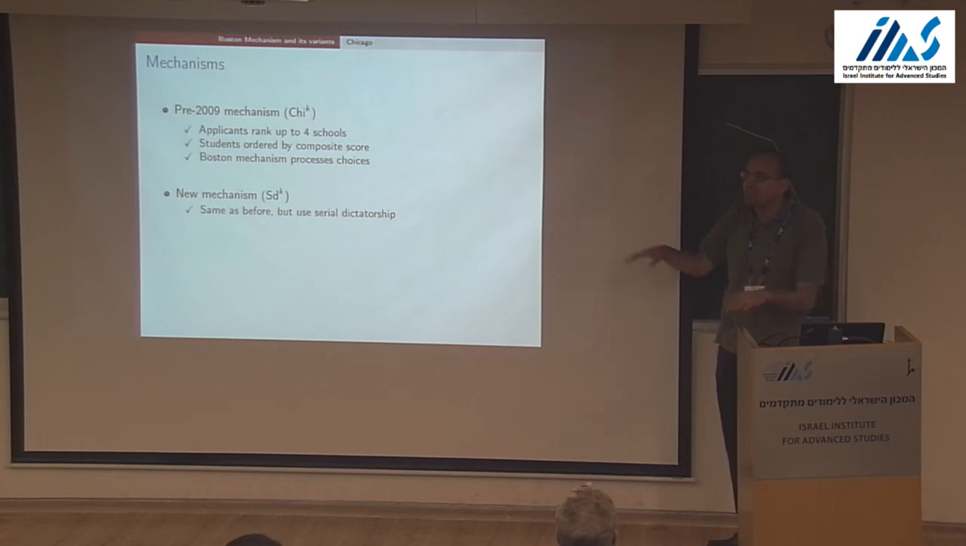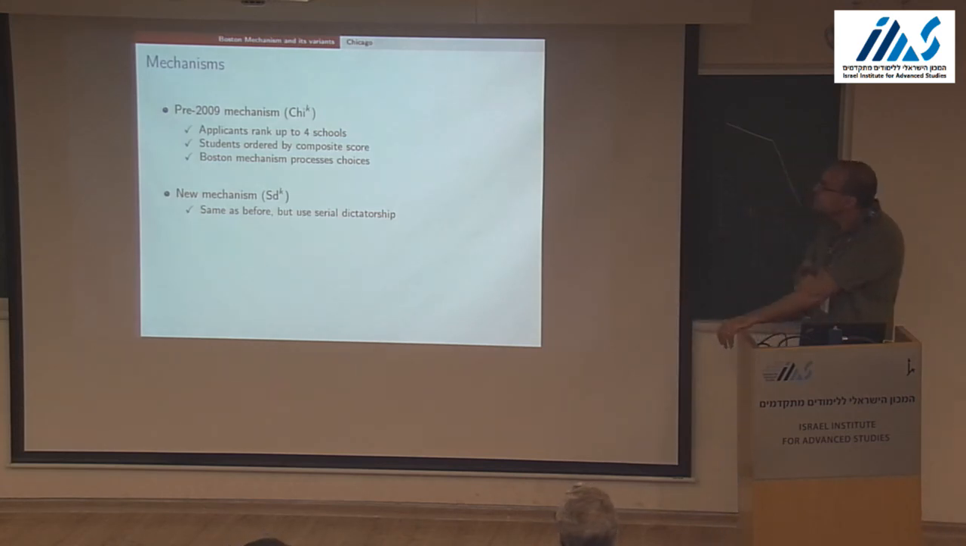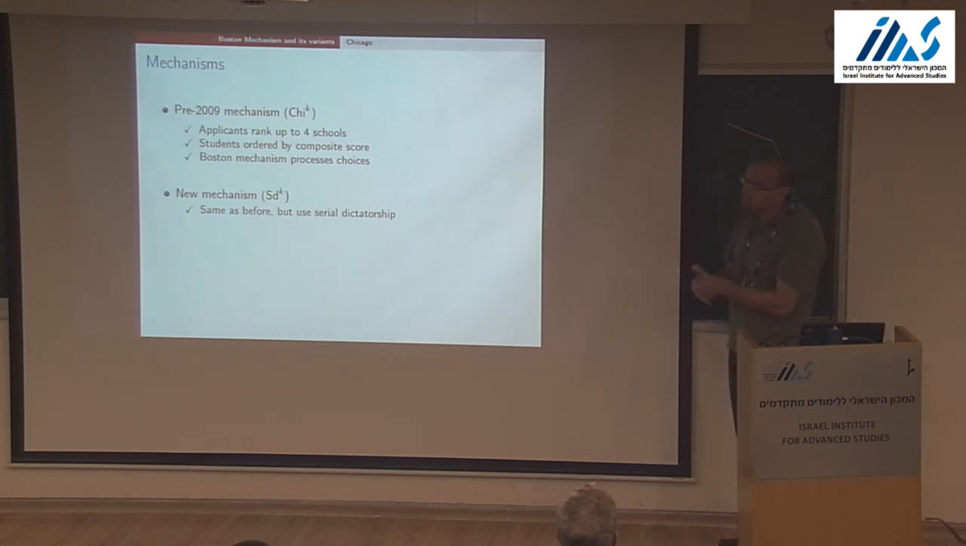Actually, 15,000 letters went out to students throughout the district, and they said, we're going to do a serial dictatorship where we simply order students by the test score, the admissions exam. Whoever's got the highest score gets his first choice. Whoever's got the next highest score gets his top choice, and so on and so forth.